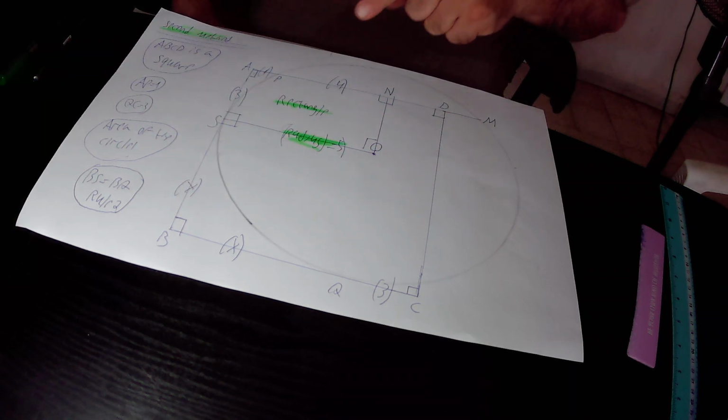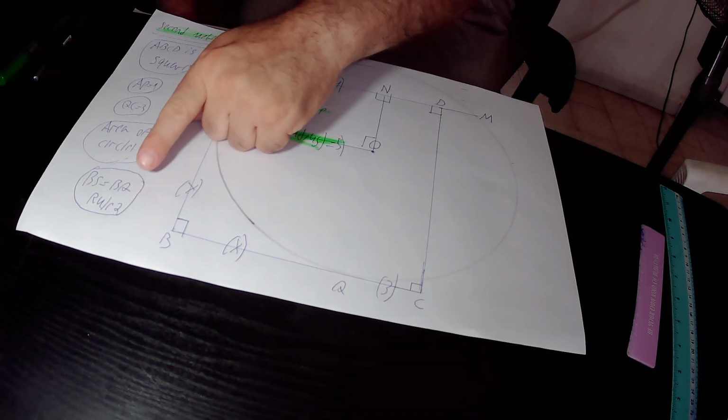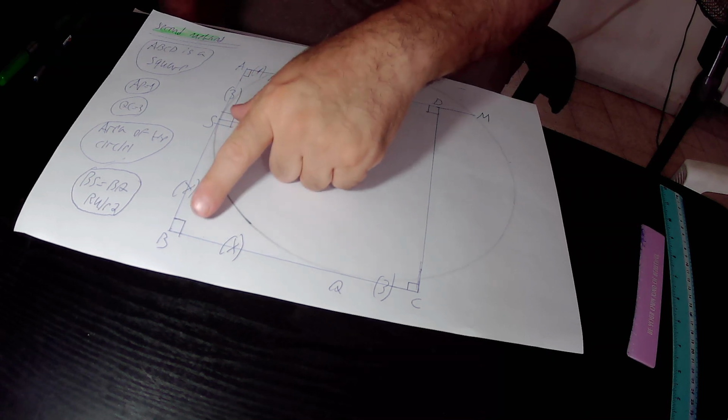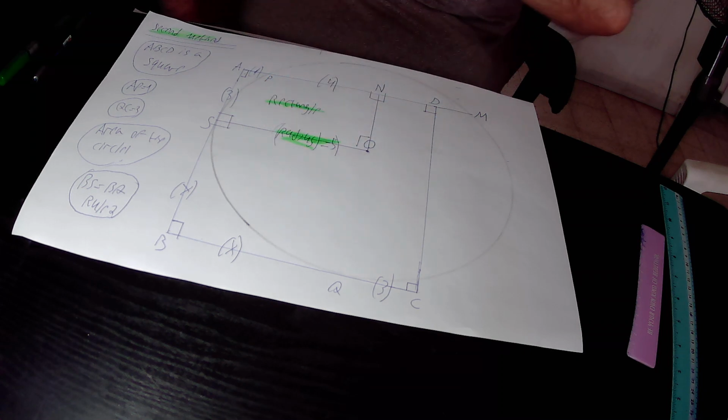According to rule 2, they are equal to each other. That is to say, BS equals BQ. If we define the length of this tangent BS as x, then BQ must also be equal to x, because they are equal to each other according to rule 2.